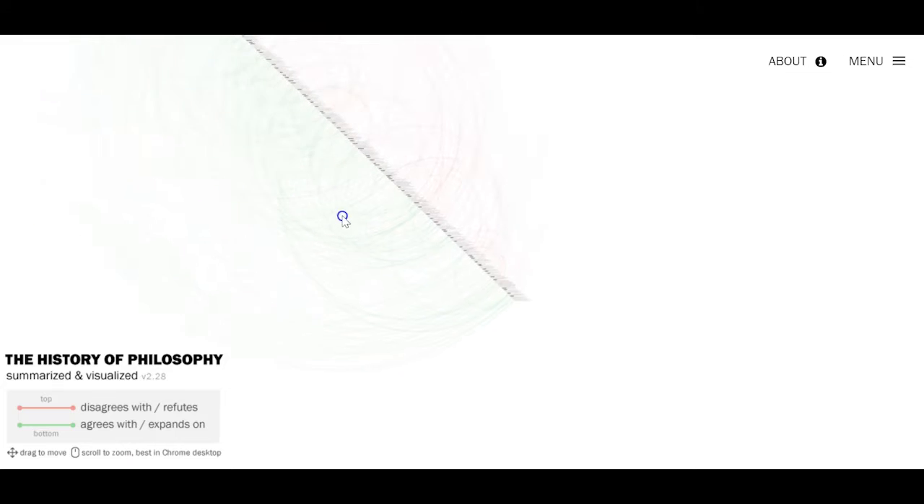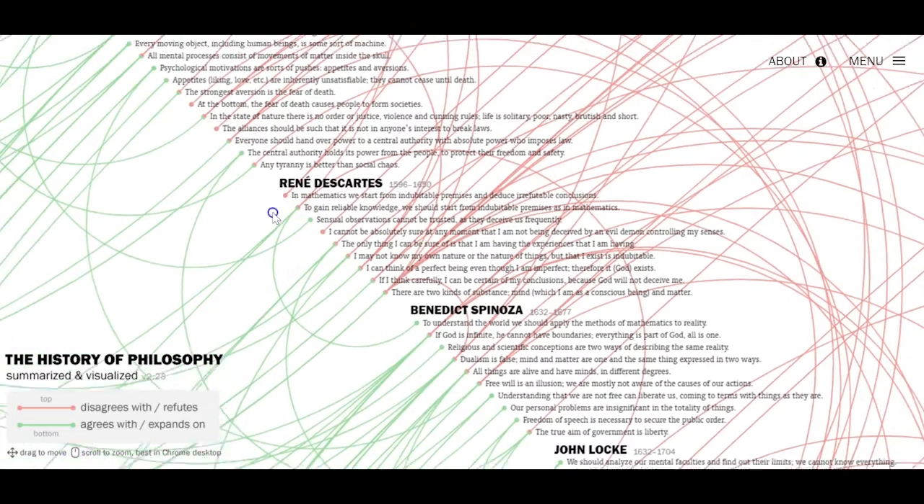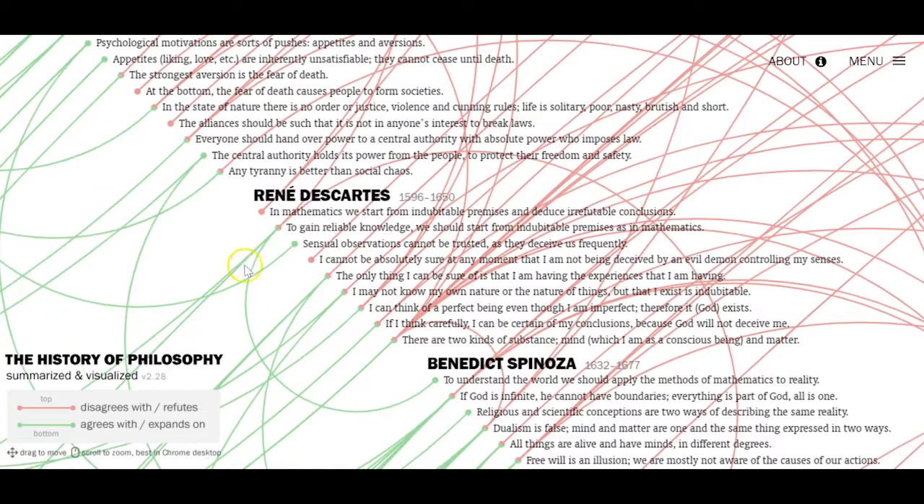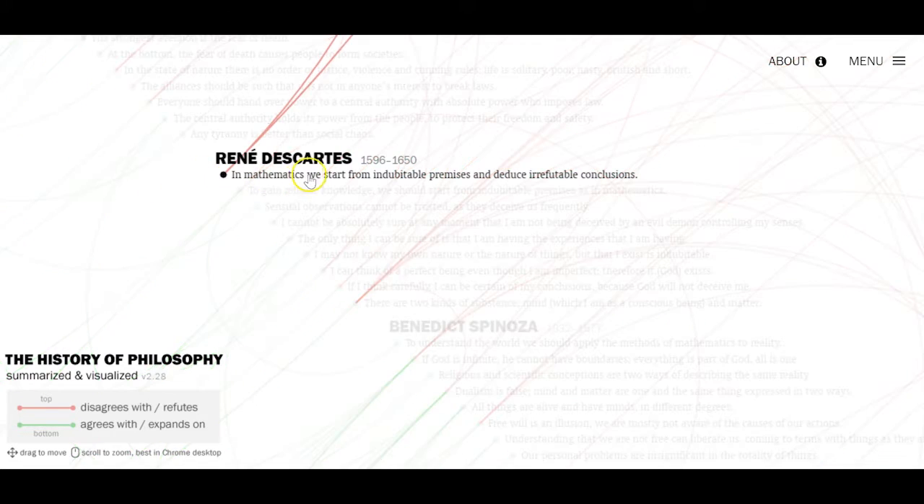To show you how this works, though, I'm going to scroll out with my scroll wheel and drag my way up to this part, a philosopher that we teach quite frequently in the classroom, Descartes. What we have listed here in this tool are 9 different doctrines attributed to Descartes. Let's take a look at the first one. In mathematics, we start from indubitable premises and deduce irrefutable conclusions.